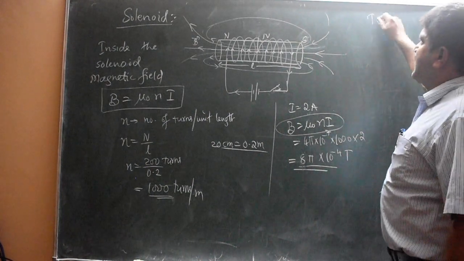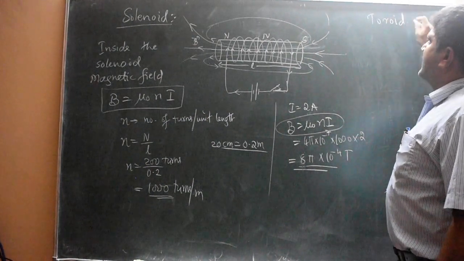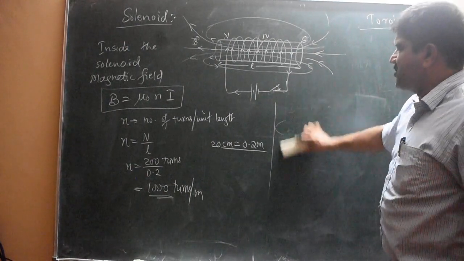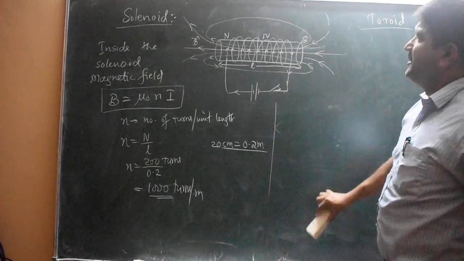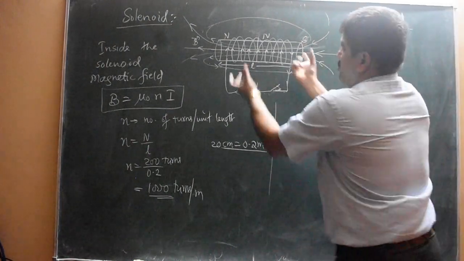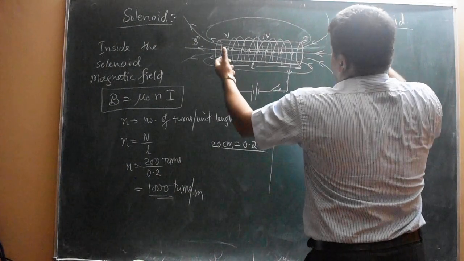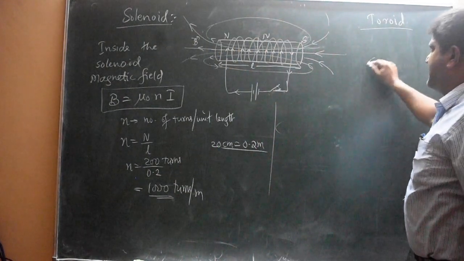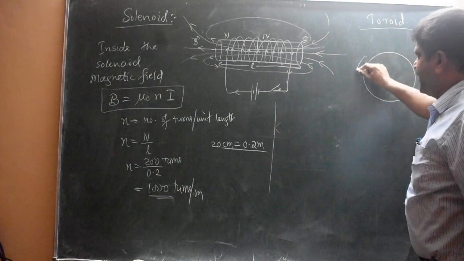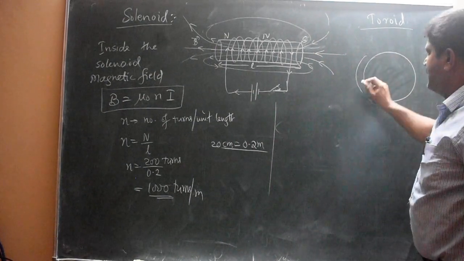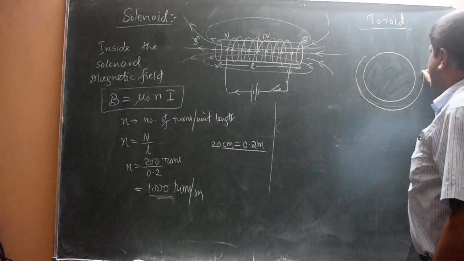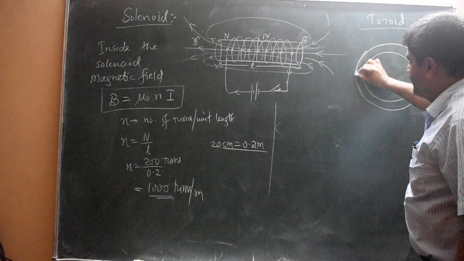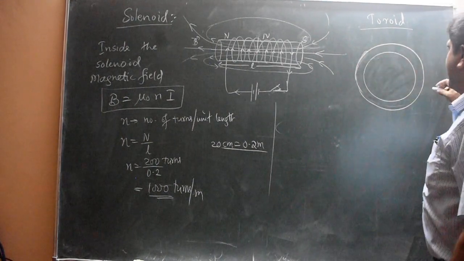Now I have another device, the toroid. A toroid is a ring-shaped object, which has a coil like this. Suppose you take a long solenoid and fold it to make a ring shape. That is what a toroid is. So a toroid is a circular ring-shaped object on which a large number of turns of thin insulated copper wire is wound.